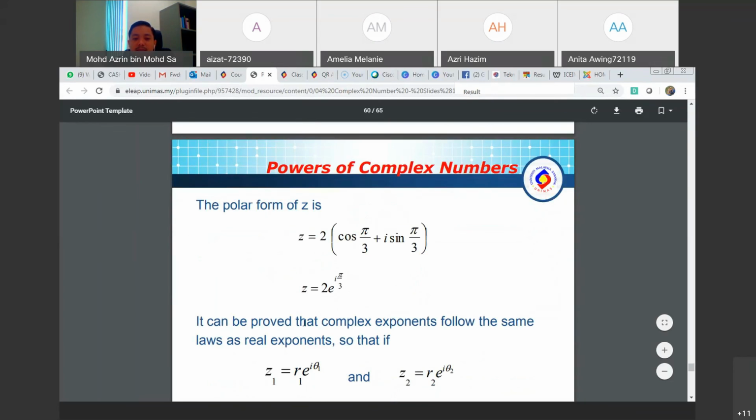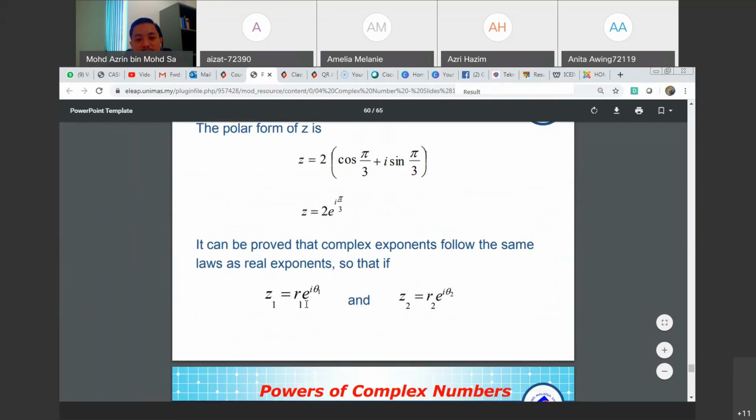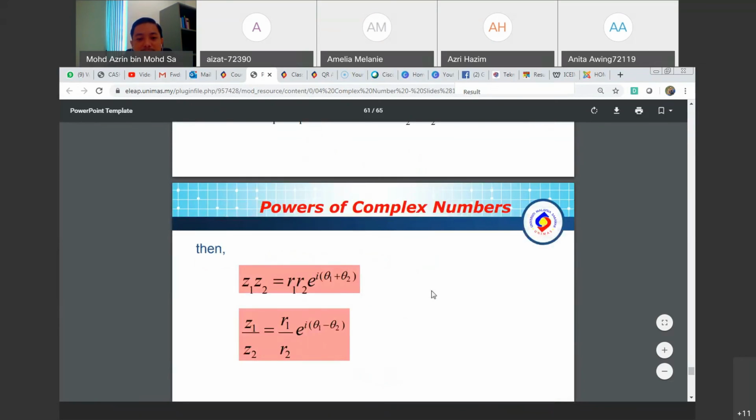So it can be proved that the complex exponent follow the same law of real exponent, so that it is Z1 equal to R1 exponential i theta 1 and Z2 is equal to R2 exponential i theta 2. Then you will get Z1 times Z2 equal to R1 times R2 exponential i theta 1 plus theta 2 untuk multiplication polar form. For division polar form, you will get Z1 over Z2 equal to R1 over R2 exponential i theta 1 minus theta 2.